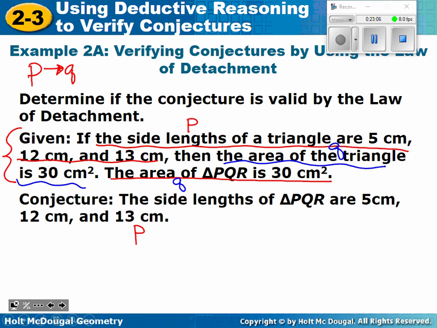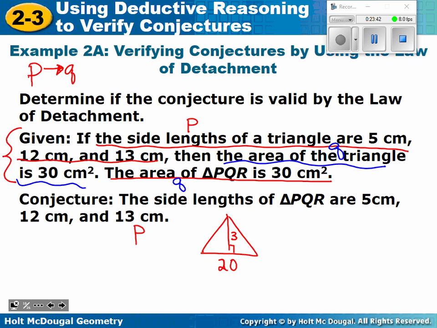If the area of a triangle is 30 centimeters squared, then I could have a triangle where my base is, let's say, 20, and my height is 3. Area is base times height divided by 2, right? So this is 20 times 3 is 60 divided by 2 is 30. And are my side lengths 5, 12, and 13? No. I have a side length of 20. So that's why you can't conclude it this direction. That's why it's invalid, because it doesn't work.